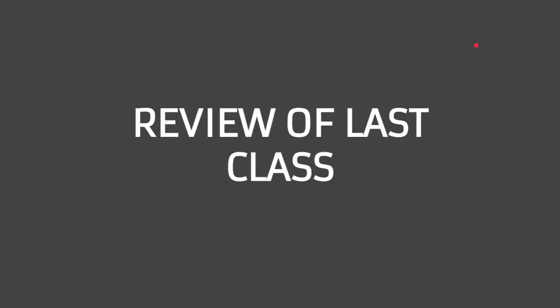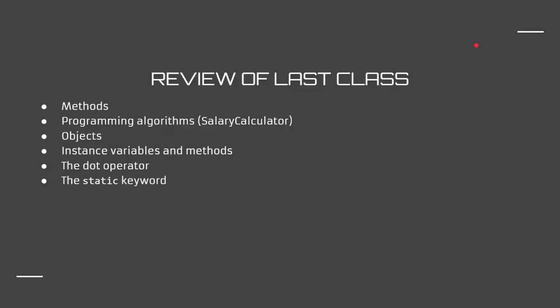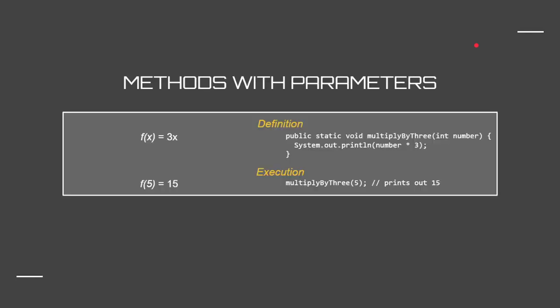So as always, we will do a brief review of the last class. We ended up talking about methods, and we made a method in our salary calculator program. We then discussed objects, as well as instance variables and methods and how to use them. We talked about the dot operator, and we learned about the static keyword.